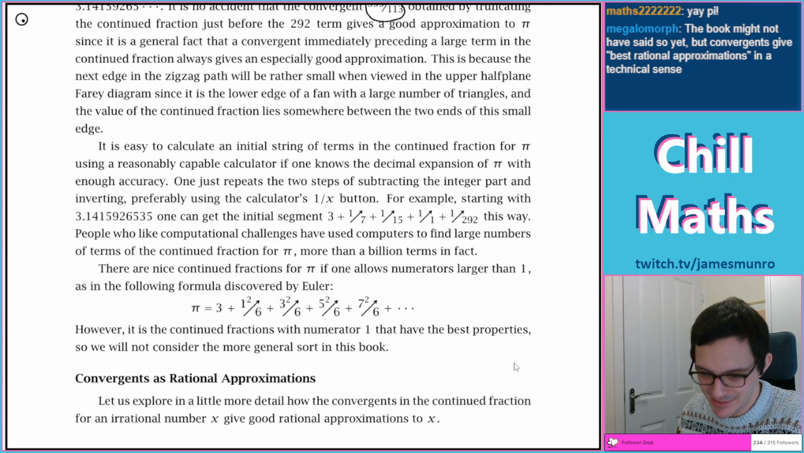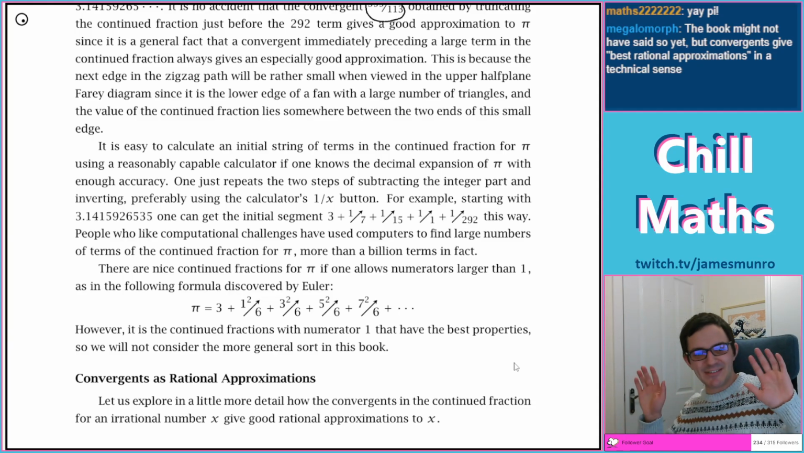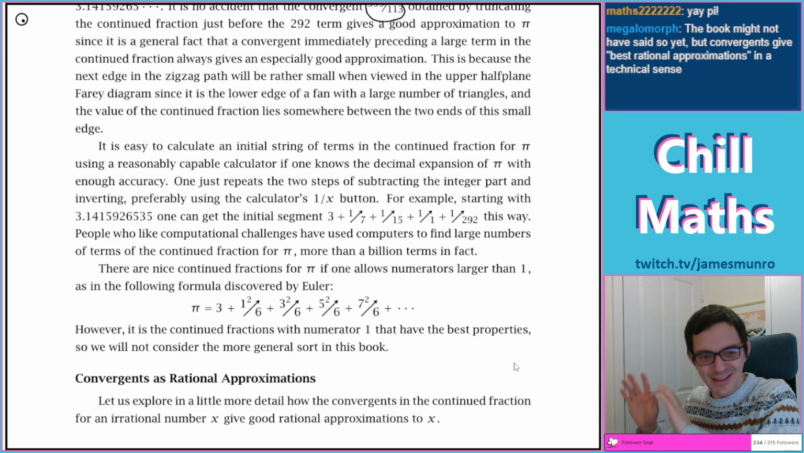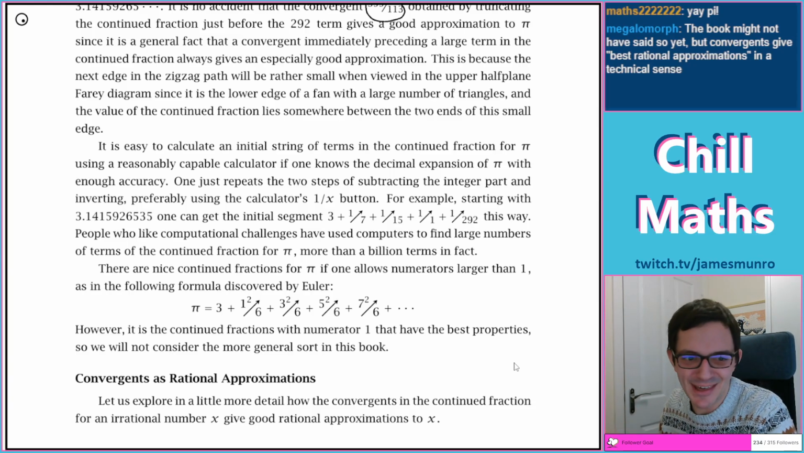It's continued fractions of the numerator one that have the best properties. So that's it. We've discovered the one and only reason why they're writing out the ones in the numerators: to show you this party trick. Discovered by Euler. And I think no other reason worth it, I'd say.